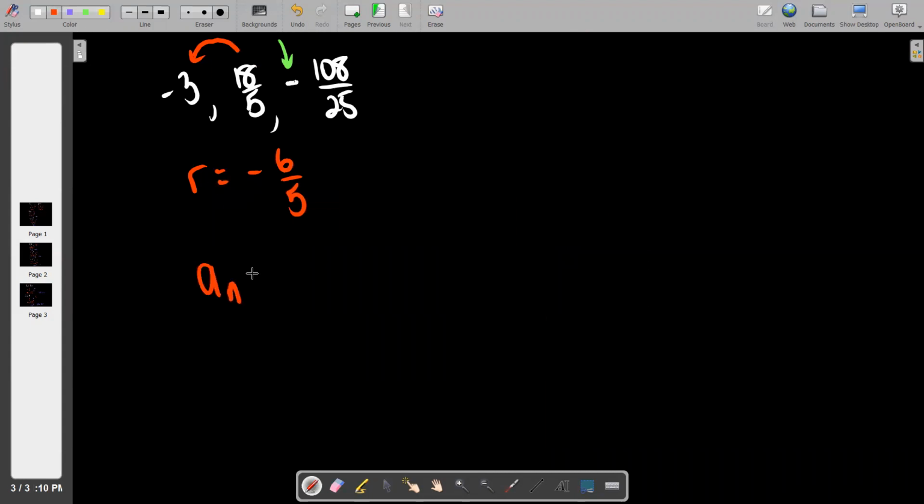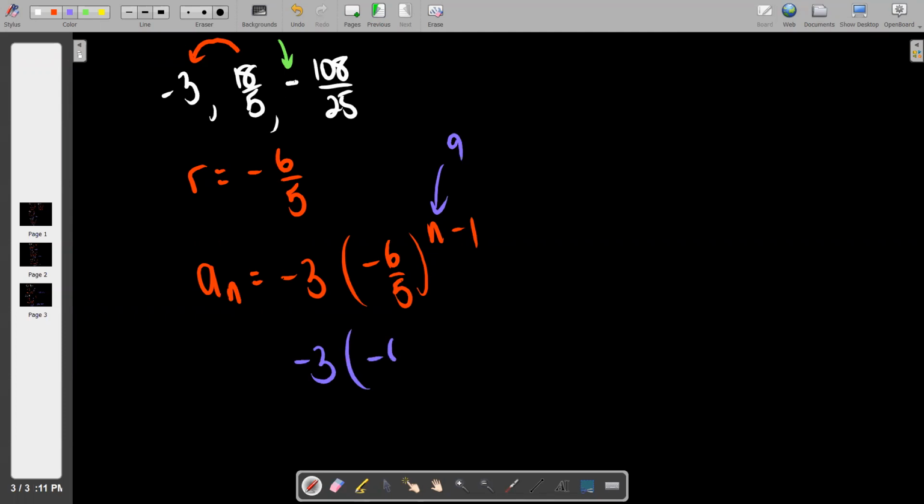So we're going to say a sub n equals first term times common ratio raised to the power of n minus 1. And this problem asks us for the 9th term, so we'll put 9 in place of n. So you just type in your calculator, -3 times -6/5 raised to the power of 9 minus 1, which is 8. And on that one, I got -12.899.